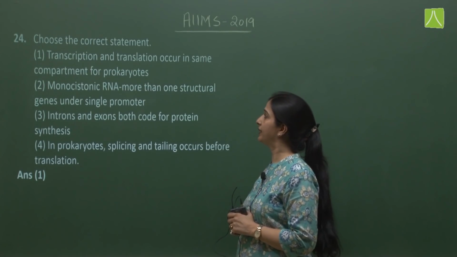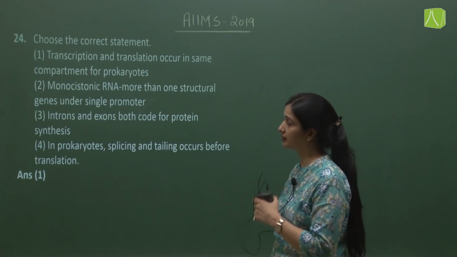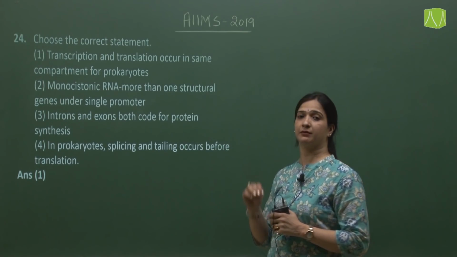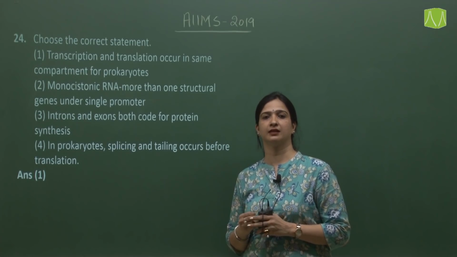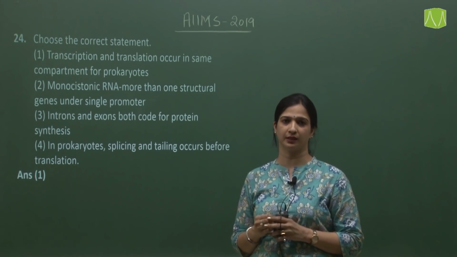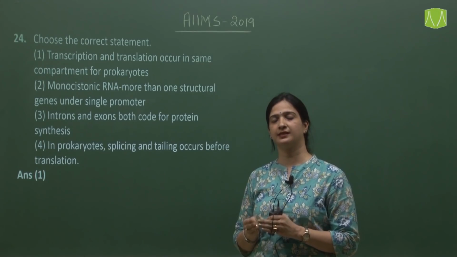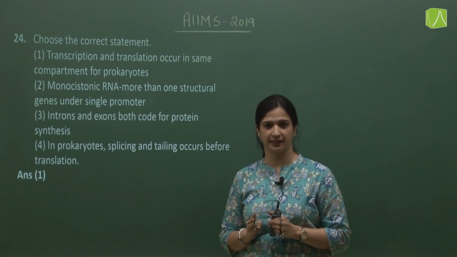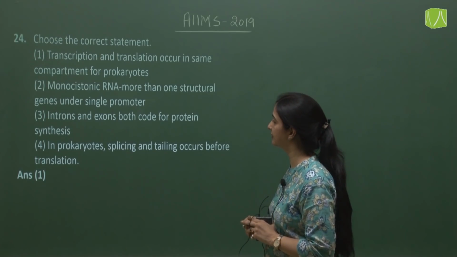Let us see question number 24. Choose the correct statement. If we look at the first option, transcription and translation occur in same compartment for prokaryotes. As we know, in the case of prokaryotes, an unorganized nucleus is present. So both the processes, that is transcription and translation, will occur in the cytoplasm itself. They are coupled. So this is the correct statement.